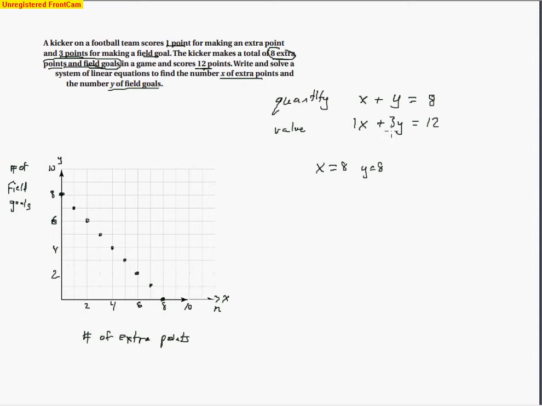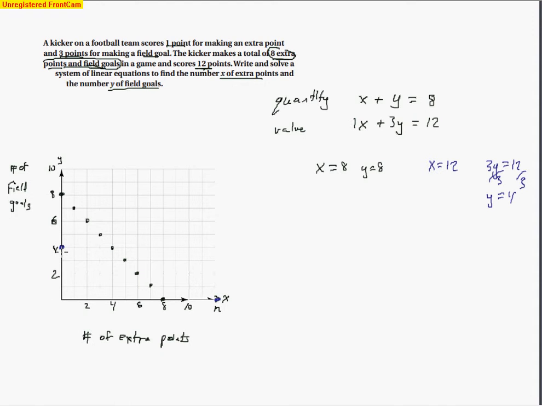Now this one, I set y equal to 0. I get x equals 12. If I set x equal to 0, I have an equation to solve. I've got to divide by 3, and that shows me y is 4. So I'm going to go up 4 spaces and plot a point, and then go over 12 spaces and plot a point. And then when I look at this one, I have to go down 4 spaces over 12.